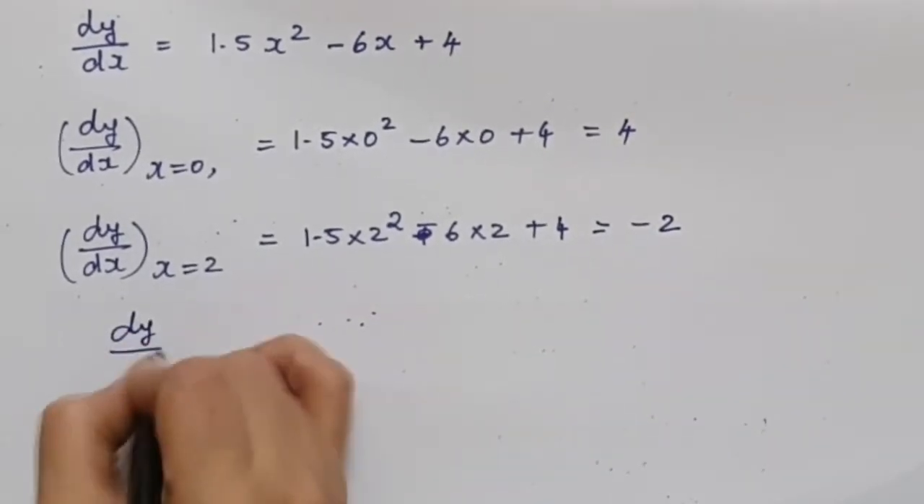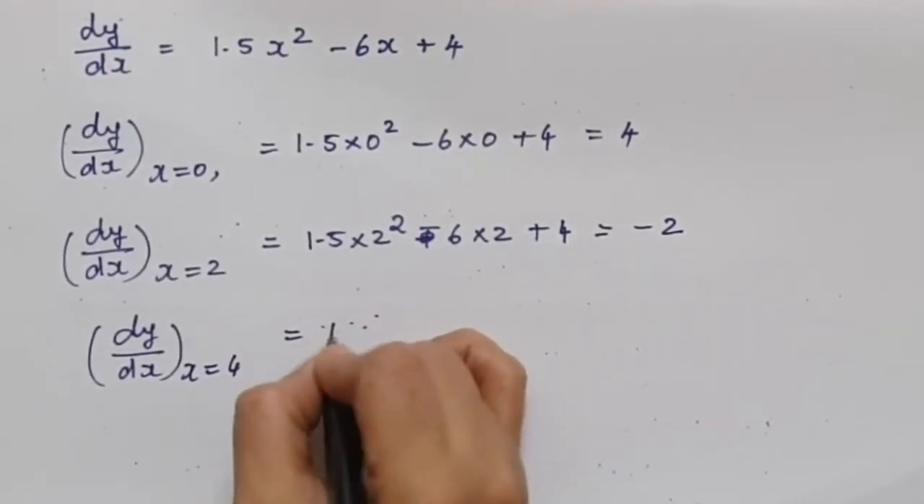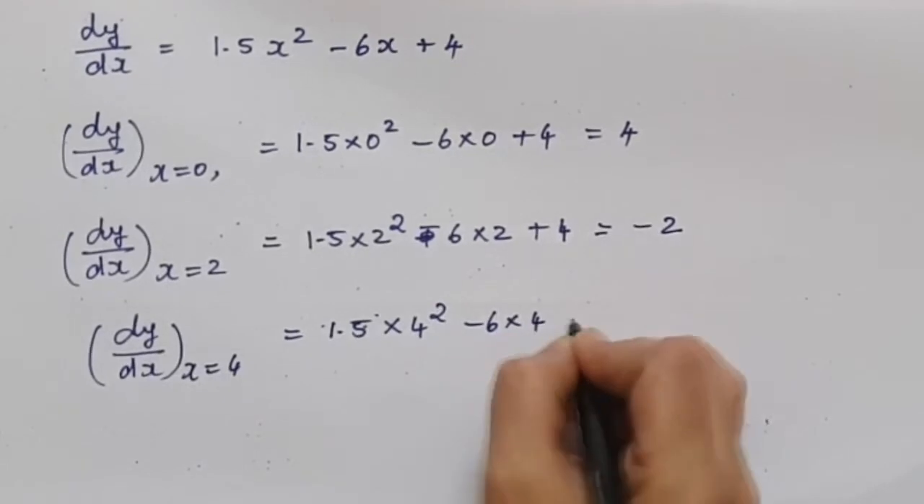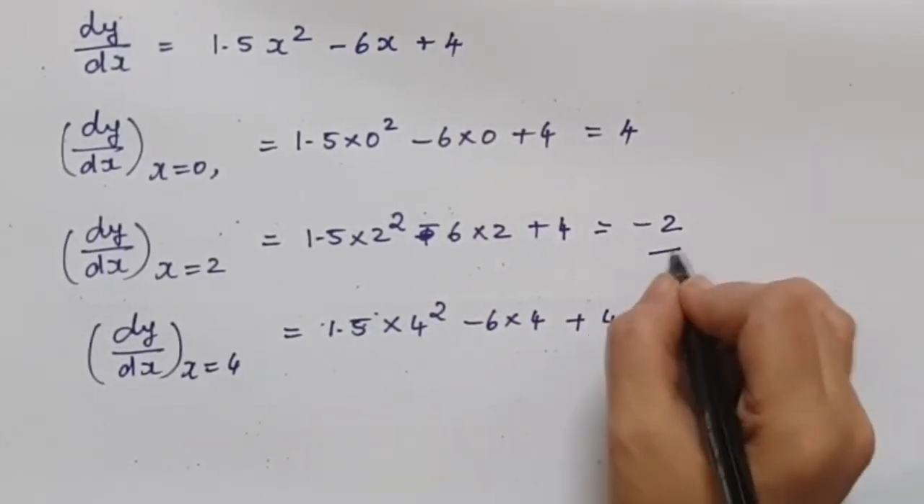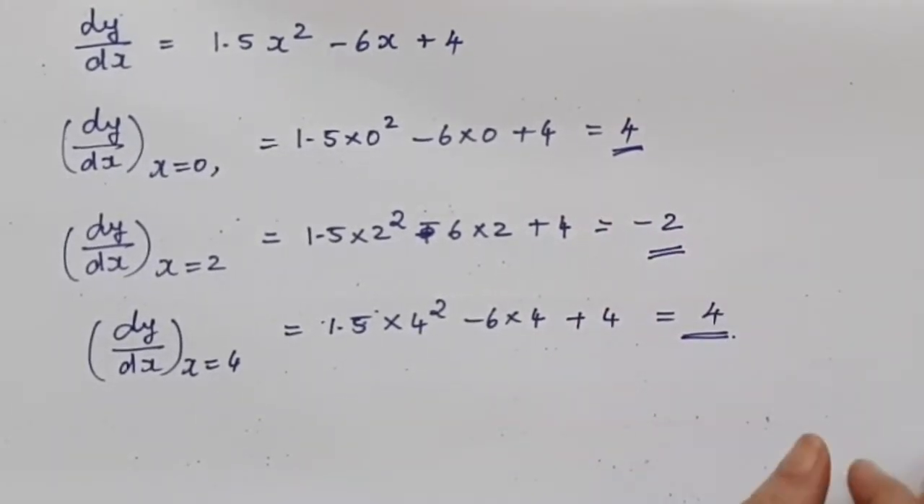In the same way, dy by dx at x equal to 4 will be equal to 1.5 into 4 square minus 6 into 4 plus 4. When we simplify it, we get our answer as 4. These are the gradients at the points where the curve is crossing the x-axis.